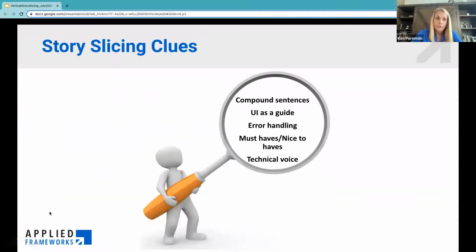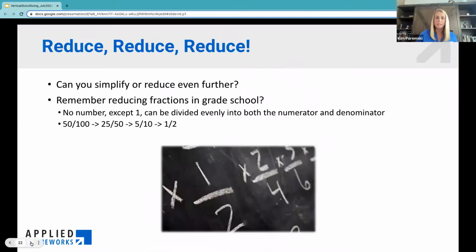There are some clues that you can also use for story slicing. Compound sentences: I want the system to do this and this and this. Your UI, when you have wireframes and things, is a great guide to help figure out functionality and how to break it down. Error handling, talking about that unhappy path again. Definitely break out your must-haves versus your nice-to-haves. Those nice-to-haves should probably come later in the process. And keep an eye out for that technical voice, because it's probably not going to be a user story.